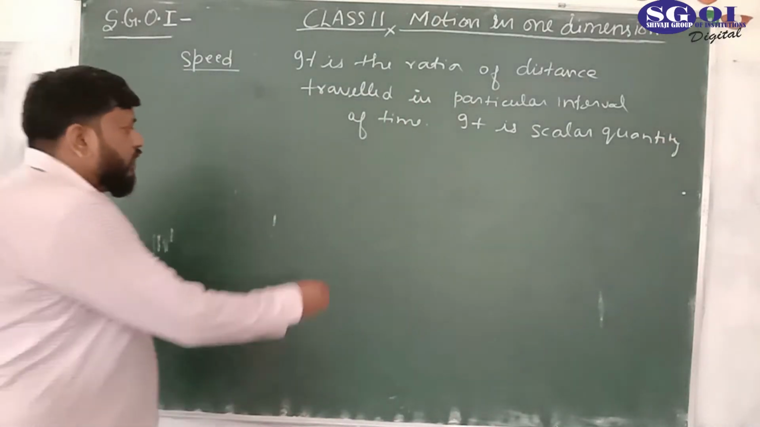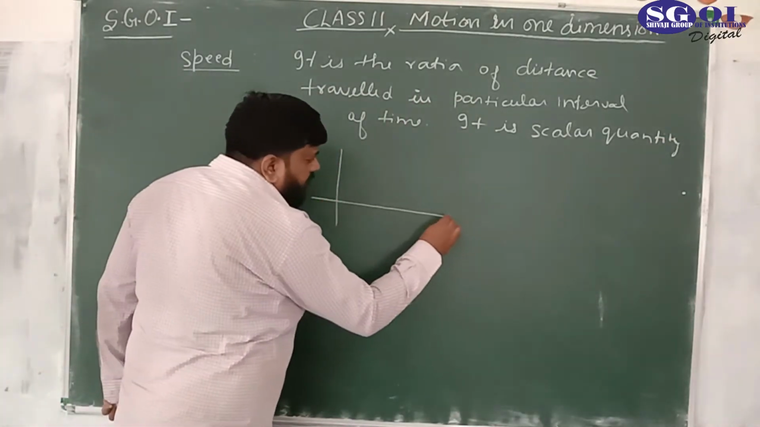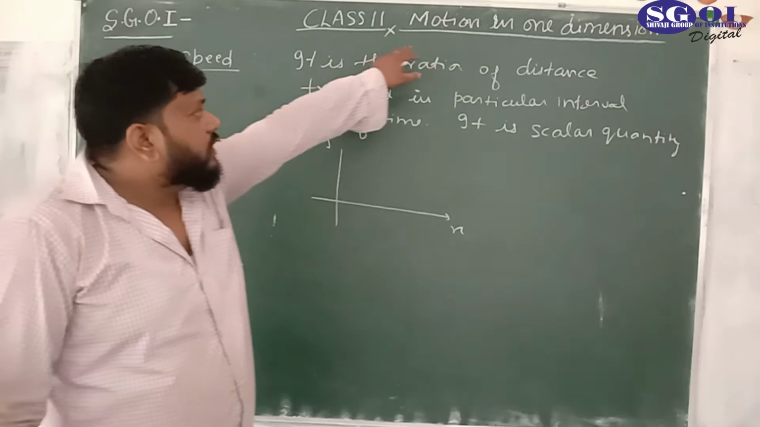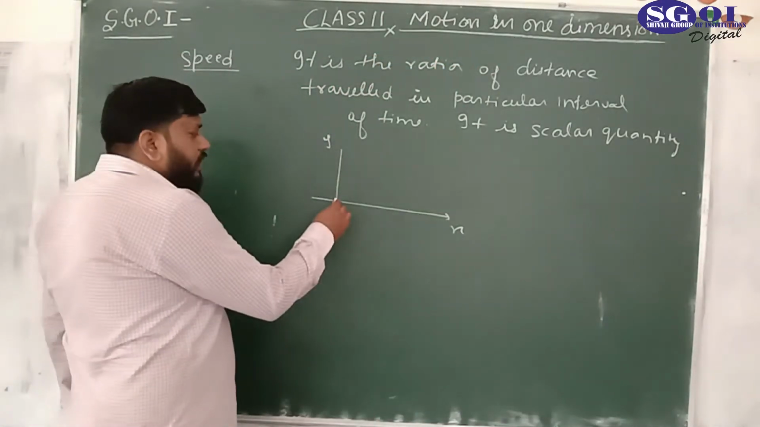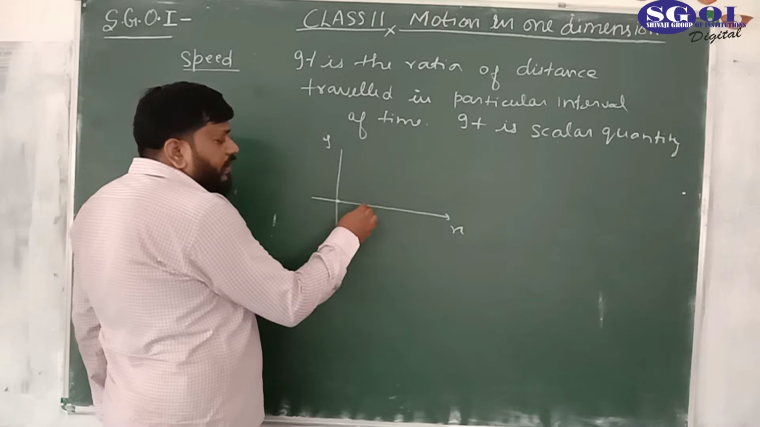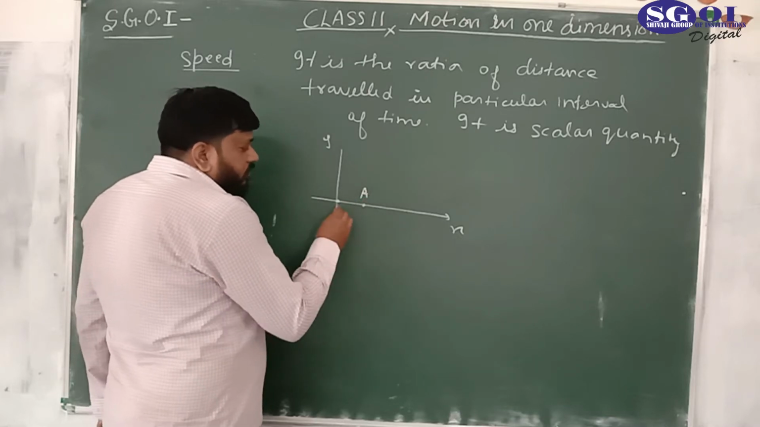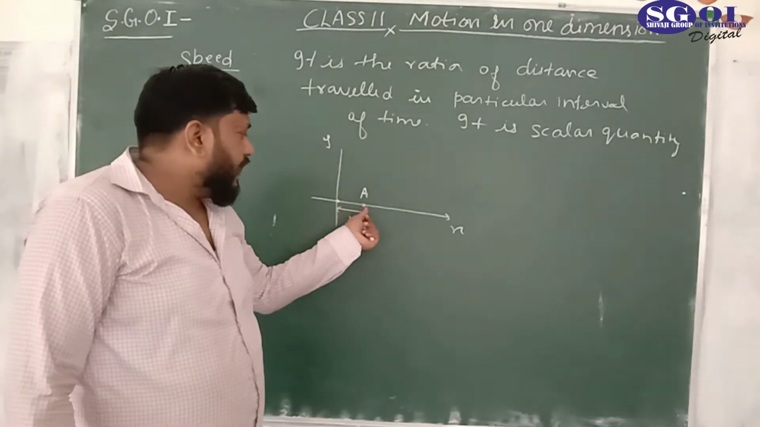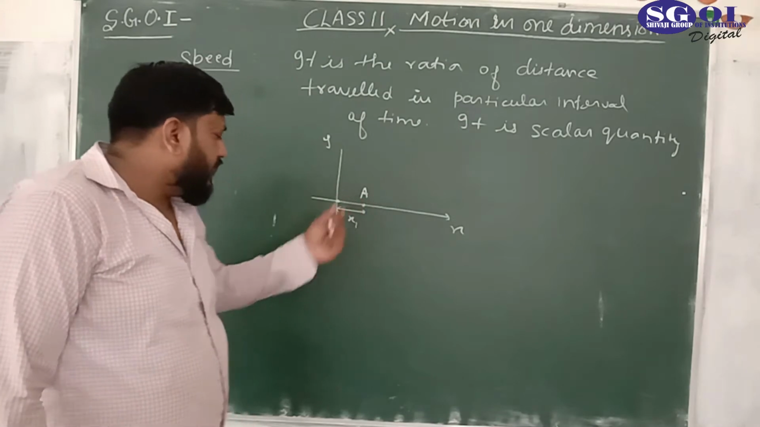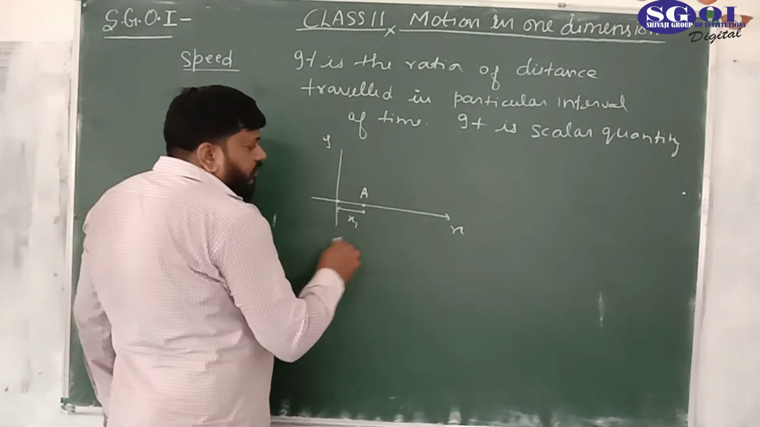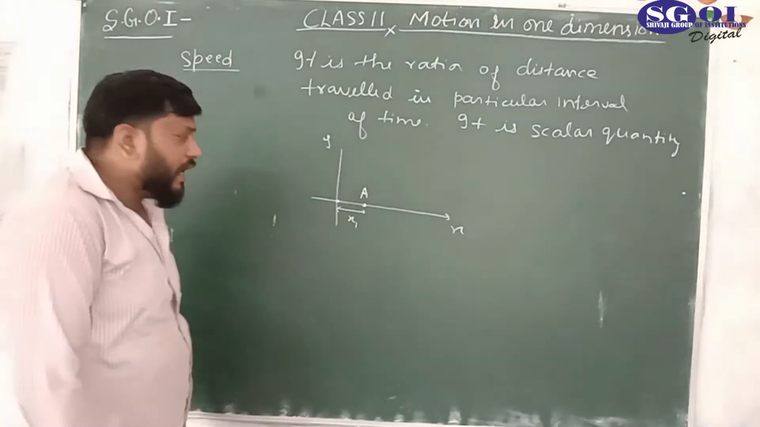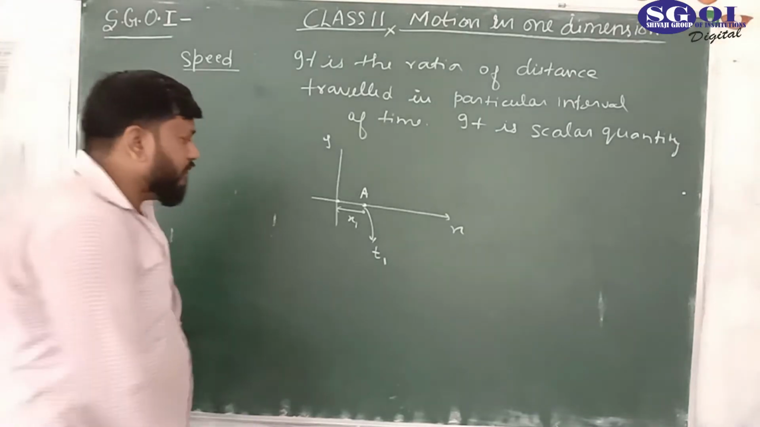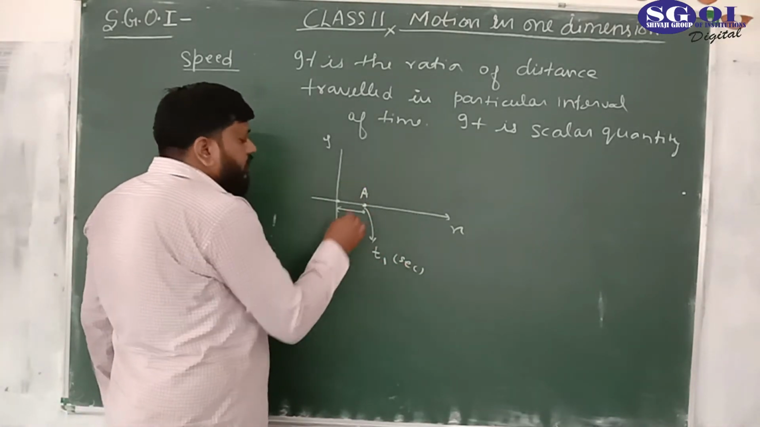Let's take a graphical representation. Suppose this is the x-axis and y-axis, and the topic is motion in one dimension. The object is moving. Suppose the object is initially at position A, and the distance from the origin on the x-axis is x1. At that instant, the time is t1 in seconds, and the distance is in meters.